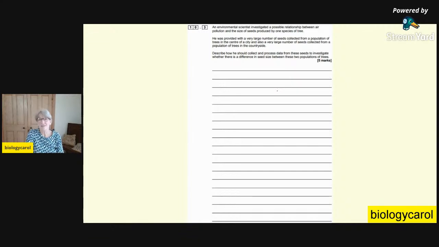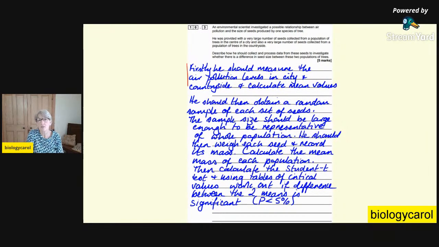Now, I must admit, the obvious thing to me for him to carry out this investigation, he's also got to measure the flipping air pollution. But actually, strictly, so this is what I wrote. Firstly, he's got to measure the air pollution. However, I'm going to be really honest, because this was not a mark. There you are, a spoiler alert. Describe how he'd collect and process the data to investigate whether there is, notice the question, whether there is a difference in seed size between the two populations. It's not whether there is a significant difference in seed size related to air pollution. Because if it was that, definitely, we're just ignoring the fact that he doesn't seem to have measured the air pollution. So this is what I then went on to write.